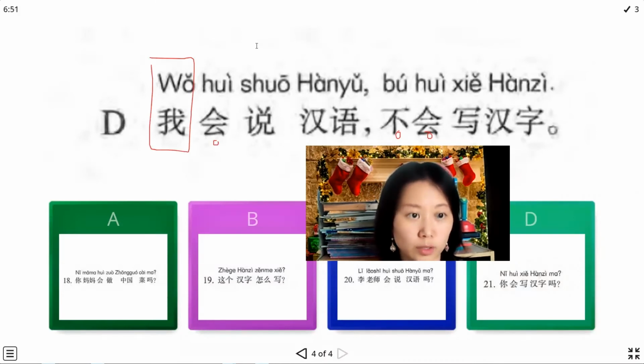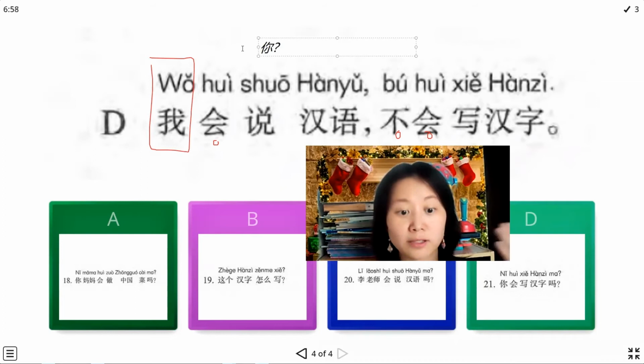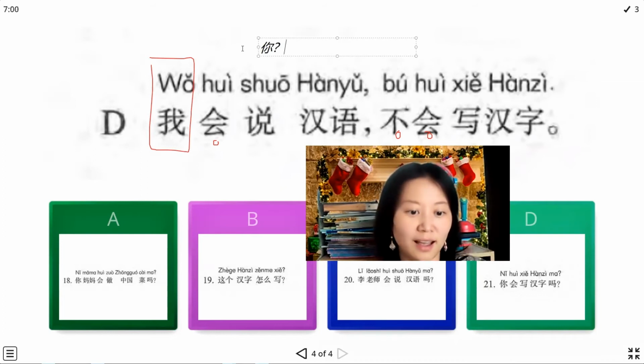We always use the 你 to ask questions. Just like, what's your name? The answer is, my name is. Yes, and how old are you? And I am. Just like English. We use the 你 to ask a question, but the answer is 我.